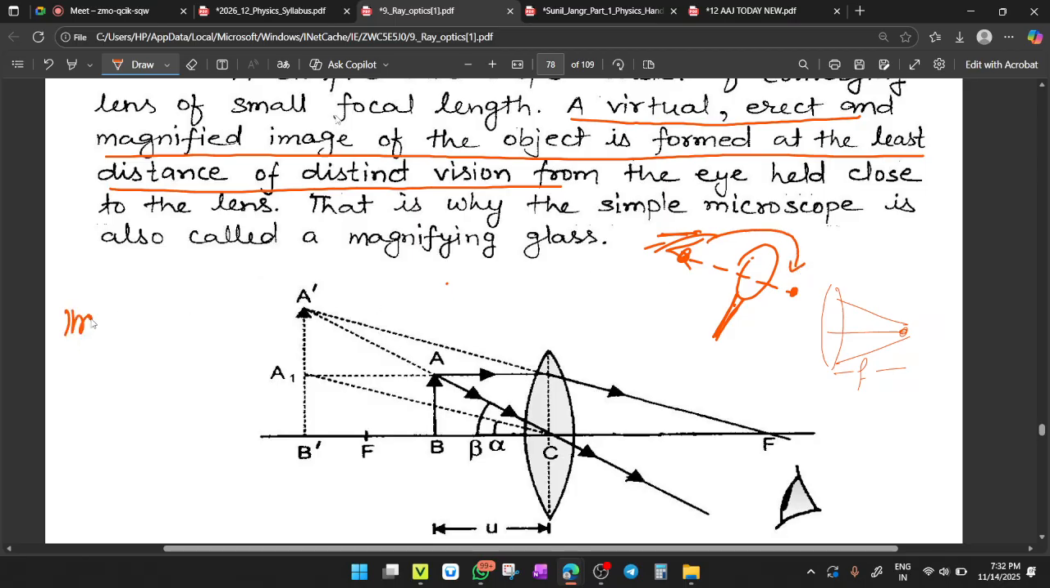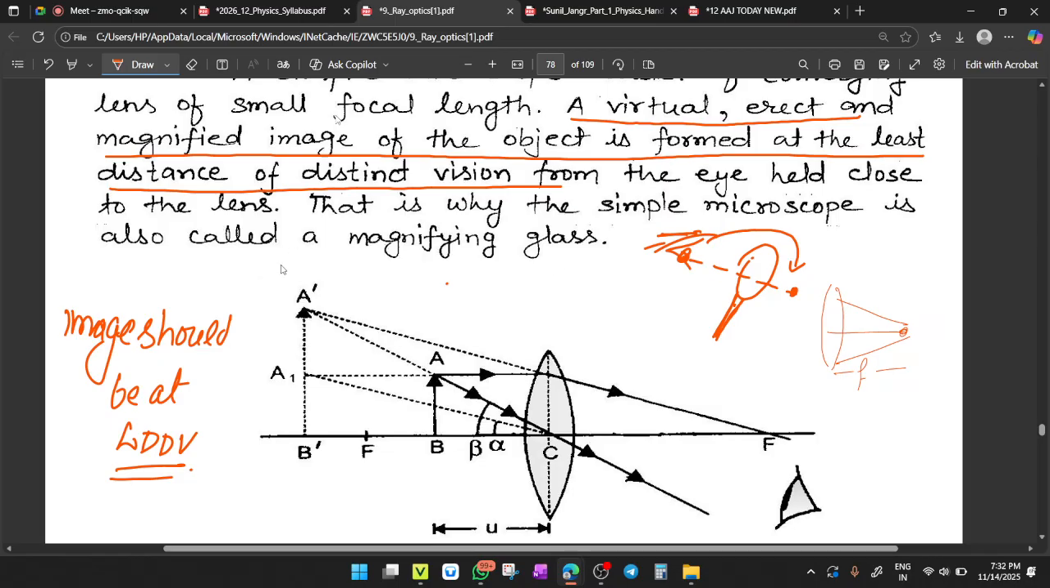Okay, so must note this thing. Image should be at LDDV. Your image should be at the least distance of distinct vision. Clear? So a virtual, erect and magnified image of the object is formed at the least distance of distinct vision from the eye held close to the lens. That is why a simple microscope is also called a magnifying glass. Clear or not clear? Okay.